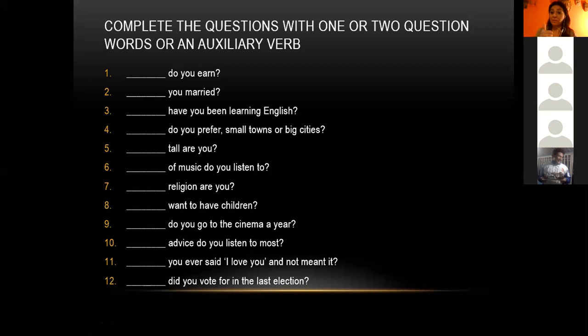Okay, question number one. How much do you earn? Number two, are you married? Miremos la tres, have you been learning English? ¿Qué nos falta para completar esa pregunta? How long have you been learning English? Very good. Number four.